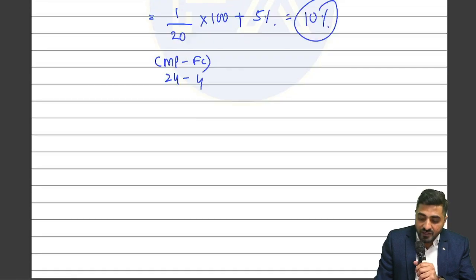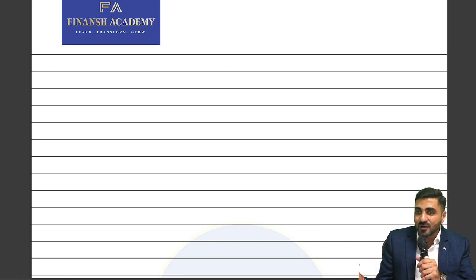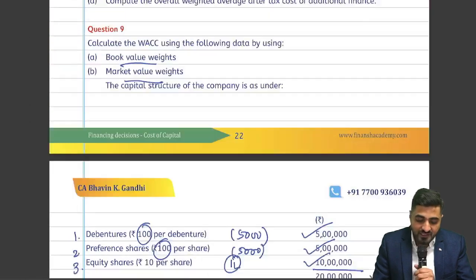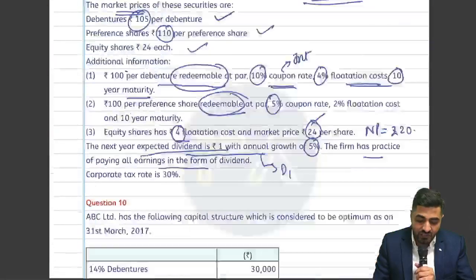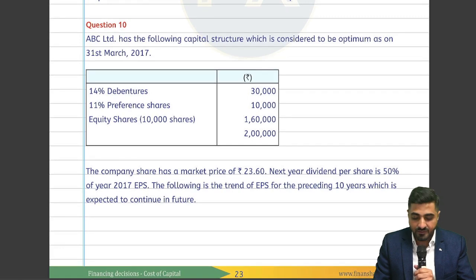Now, we will solve one question on the basis of marginal value weights. Book value weights will also be done, marginal value weights will also be done, and market value weights. For that, there is a very interesting question which is also there in your study module, question number 10.